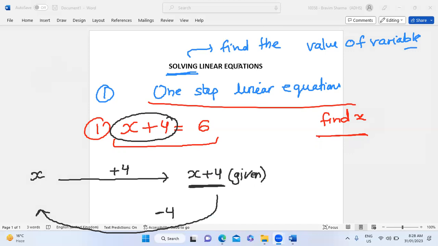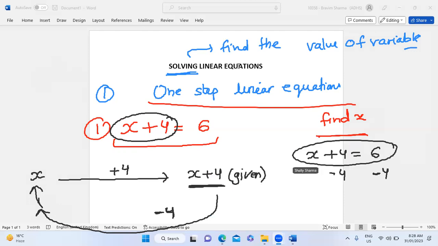And what will it result in? x. So I will write the equation again. x plus 4 is equal to 6. Then I have to subtract 4. Now this 4 you have to subtract from both sides, because this is an equation. For example, you have 5 candies and your friend also has 5 candies. You both have an equal number of candies. Now if you take away 2 candies from yourself, then you have to take away 2 candies from your friend's side also, so that it remains an equation.